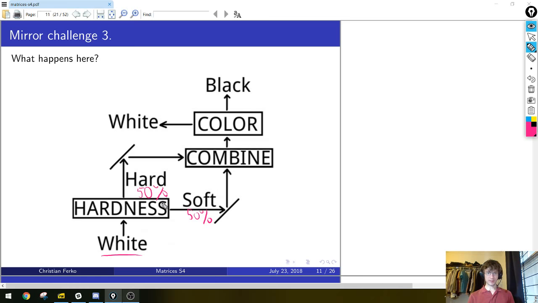So don't get tricked, because we already know that once you measure hardness, it destroys the property of whiteness, right? We've seen before that if you measure hardness and then measure color, you're going to get 50-50 again. So if we do this procedure, white electrons split by hardness and softness, recombine, and then measure color, what are the percentages of black and white electrons that come out?